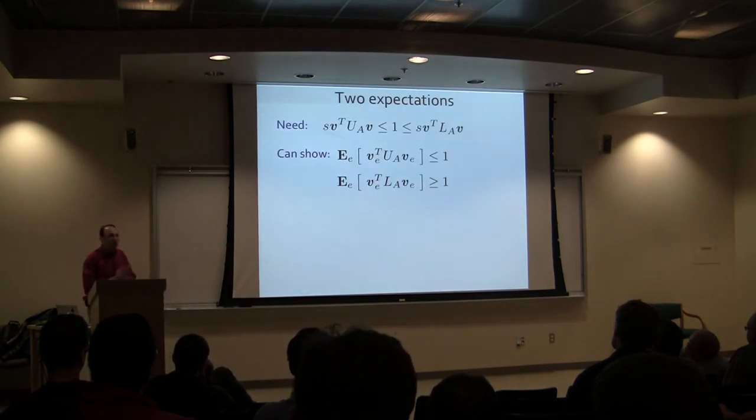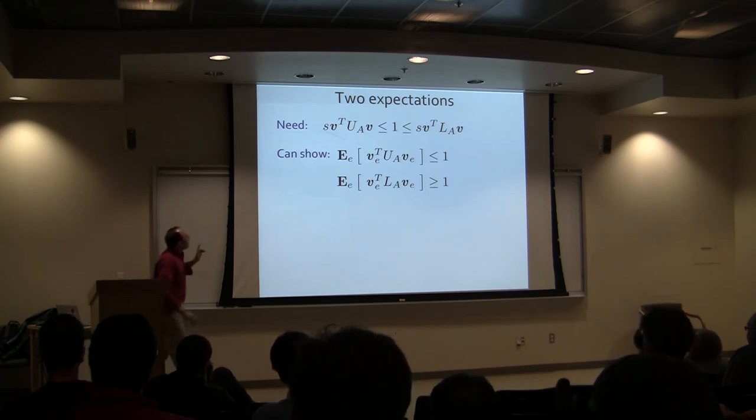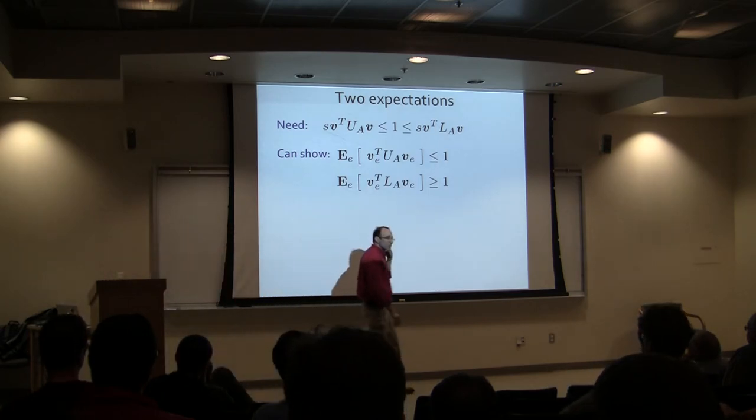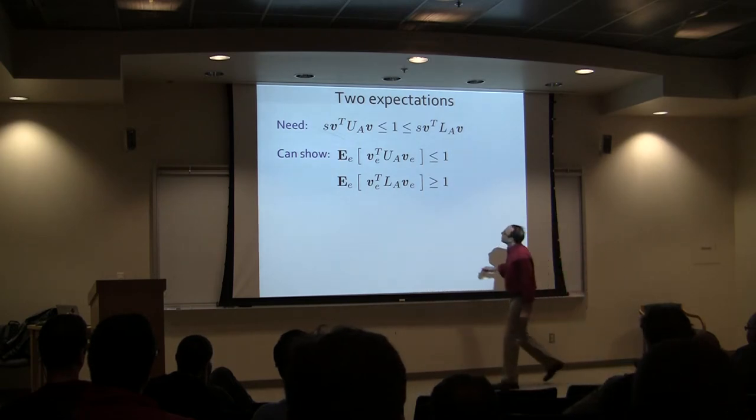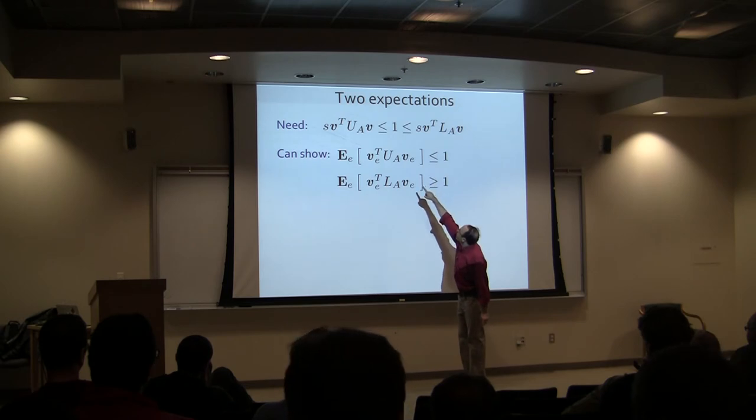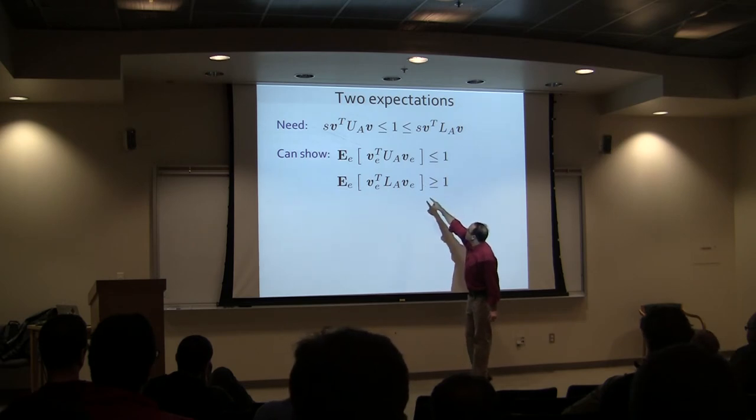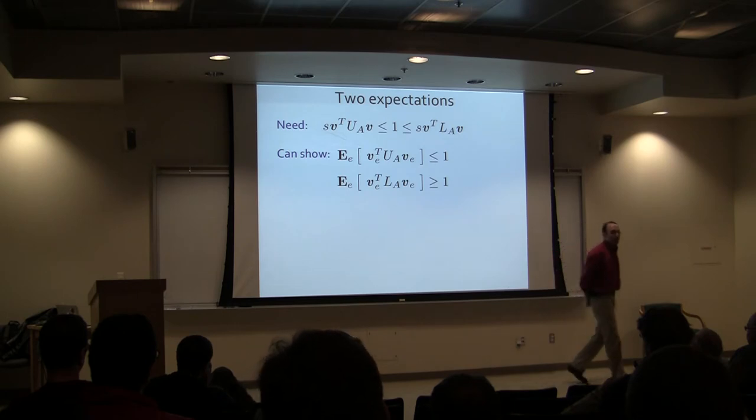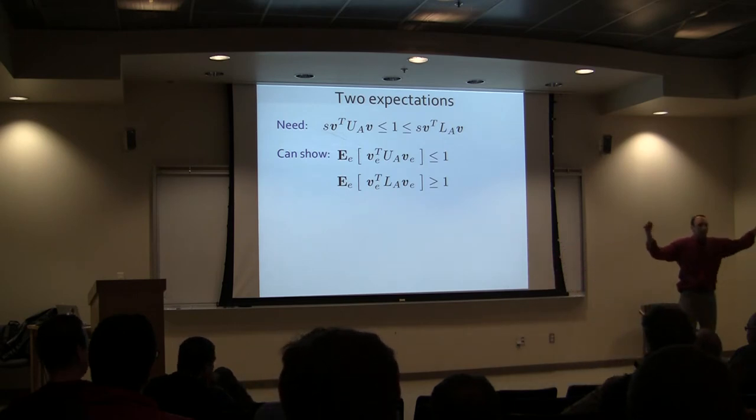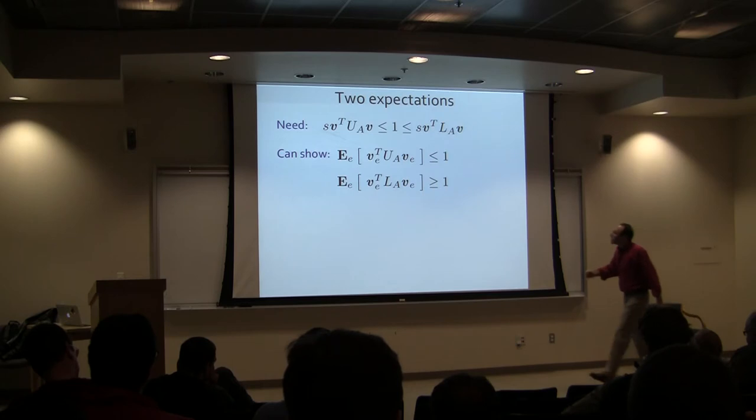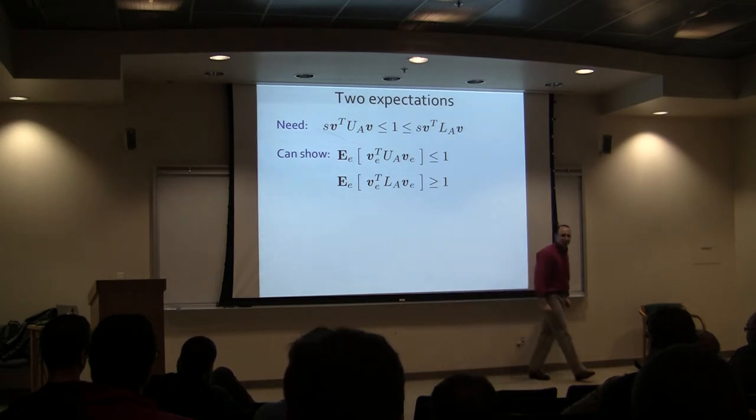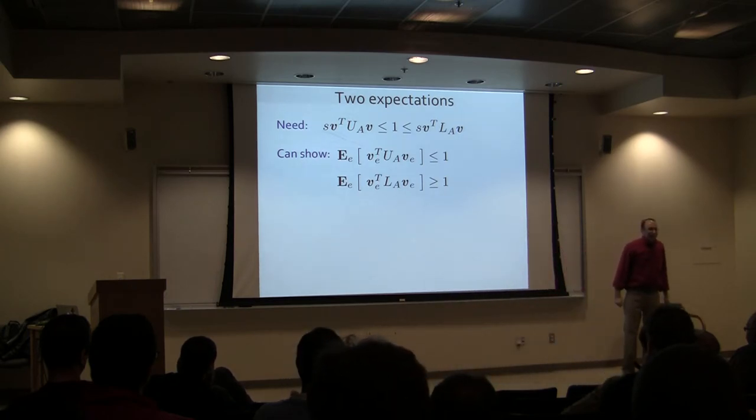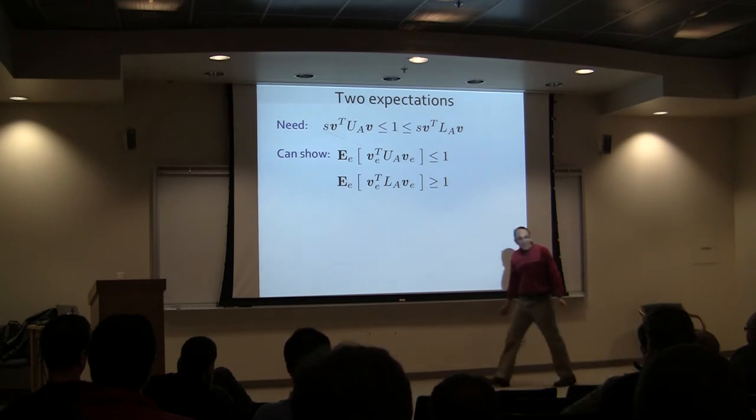Okay, so here's what we know. Because the vectors were decompositions of the identity, we knew that in expectation, the upper barrier quadratic form is always at most 1, and in expectation, the lower barrier quadratic form is always at least 1. And we were very happy there. We were ready to proclaim victory, because this means that there is a vector v where the upper form is less than 1, and there's a vector v where the lower form is greater than 1. But they don't have to be the same vector. And expectations don't give you anything better than that. So what do you do?